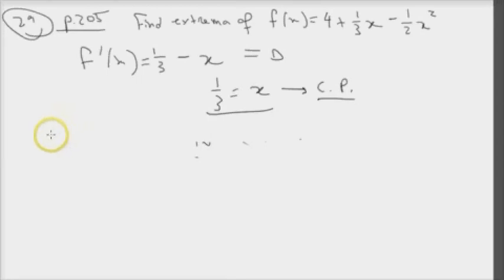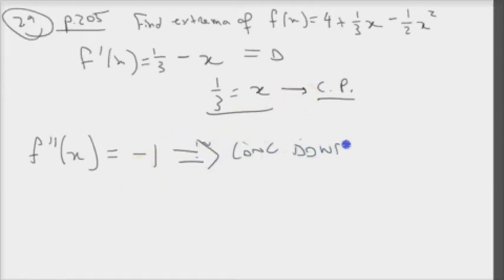So we're going to take the second derivative of the function, which remember is just the derivative of the derivative. So we've got f prime prime of x is going to be equal to -1. So this means that the function is always going to be concave down. So since it's always concave down, then that means that this critical point is going to be a maximum. Or at least a local maximum. It could be a relative maximum.